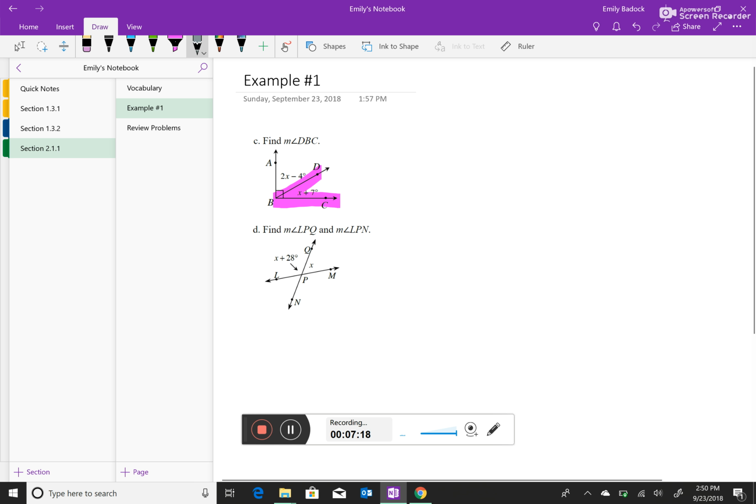So we are going to start by setting 2x minus 4 plus x plus 7 equal to 90, so that we can find what our x is. We can start to solve this equation by combining like terms. If you have 2x plus an x, you have 3x. And then when you have negative 4 plus 7, you're going to have a positive 3, equals 90. Remember, we need to get x by itself, so we are going to start by subtracting that 3. So we are going to have 3x equals 87. And then we are going to take 87 and divide it by 3. So x is going to equal 29.